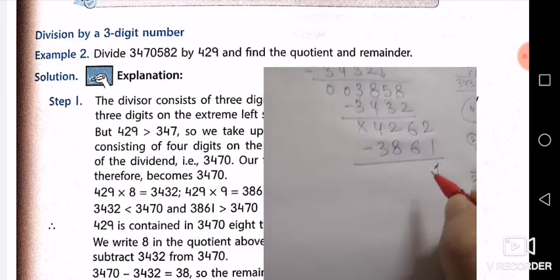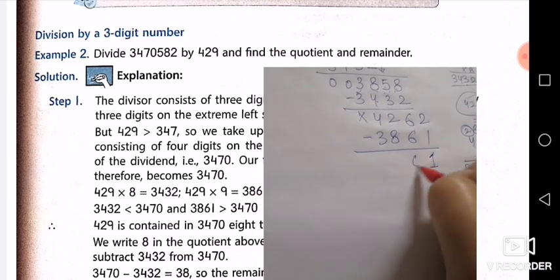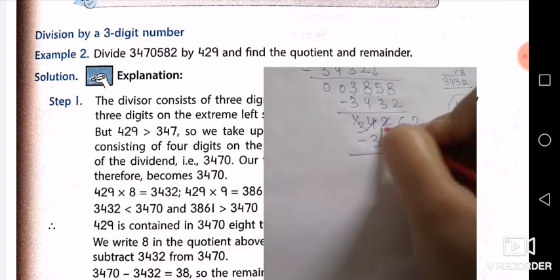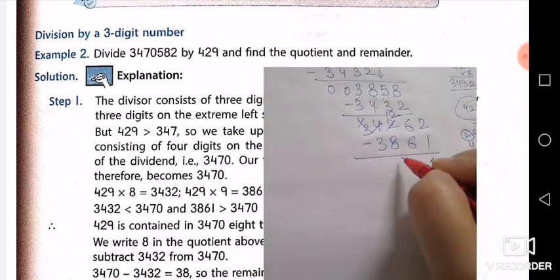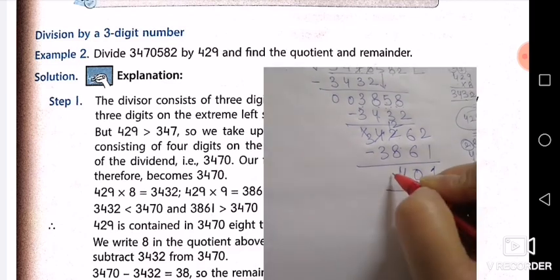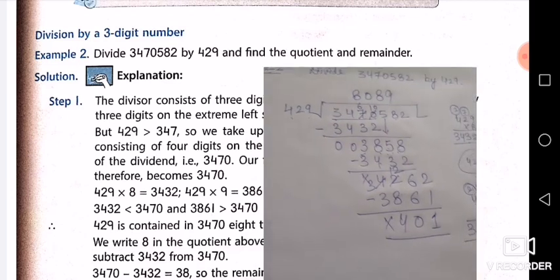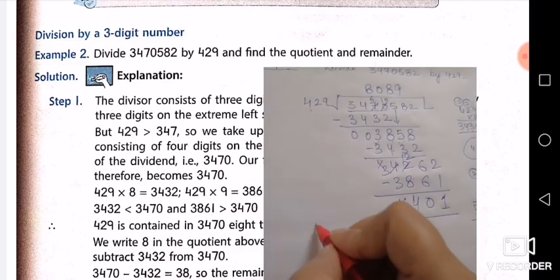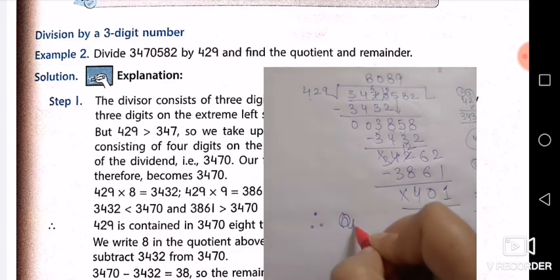1 we will get here. 0. Then this will become 3. This will become 2. 12 minus 8, 4. So, what is the quotient here?